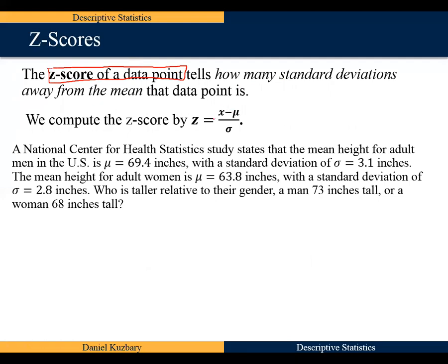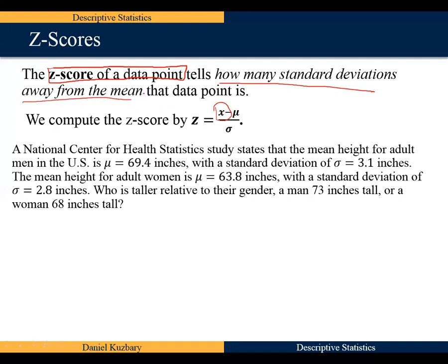If you know what the mean is and you know what the standard deviation is, you plug in your data point as x. This is where that 73 or that 68 will go. You subtract the mean, divide by the standard deviation, and this tells you how many standard deviations away from the mean the data point is.